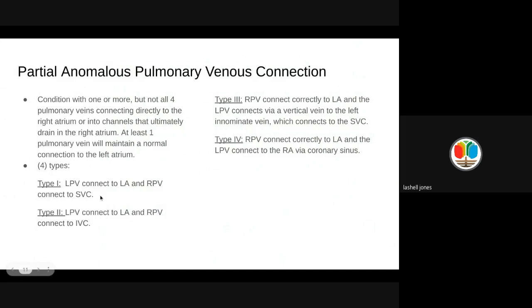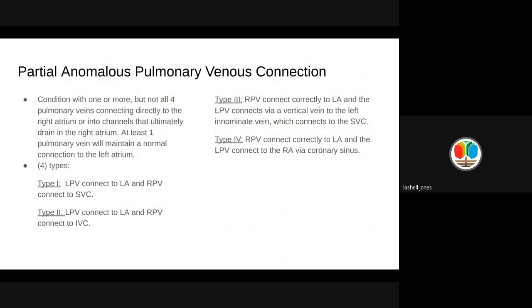Type 1, that left pulmonary vein will connect to the left atrium, but the right connects to the SVC. Okay. Type 2, left pulmonary vein connects to the left atrium, right connects to the IVC. Okay. So you're going to have one connected. Here it says right. In type 3, right pulmonary vein connects correctly to the left, but then the left pulmonary connects, it says here, vertical vein to the left, which then connects to the SVC. And then with type 4, the right pulmonary vein connects to the left atrium, but the other connects to the right atrium via the coronary sinus.